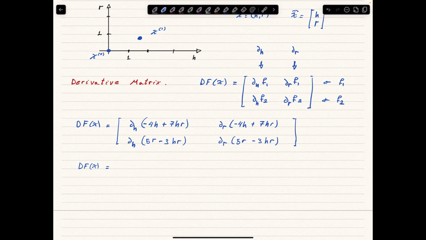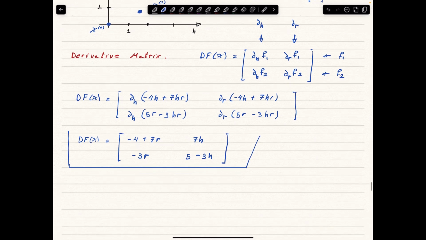The derivative matrix is a function that is going to be negative 4 plus 7r. Then this component here is derivative with respect to r, so it's going to be 7h. Down here we are going to have negative 3r, and then over here we are going to have 5 minus 3h, and that's it. This is our derivative matrix. I just did the partial derivatives indicated in the previous line.